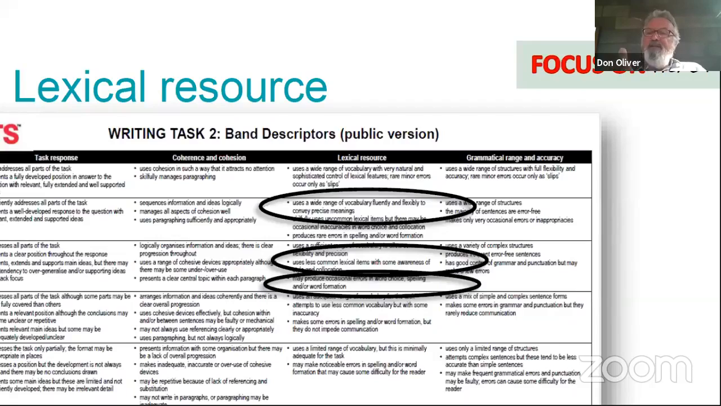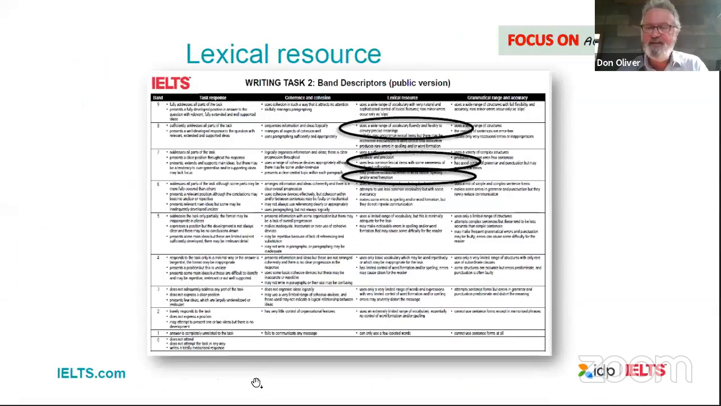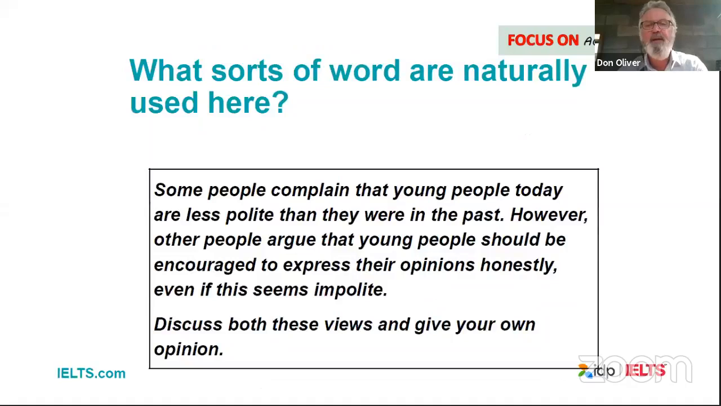At a band 7, you can use those less common words that I was talking about, and the words that you use will only be misspelt very occasionally. These are important elements of lexical resource. Let's look at another task.